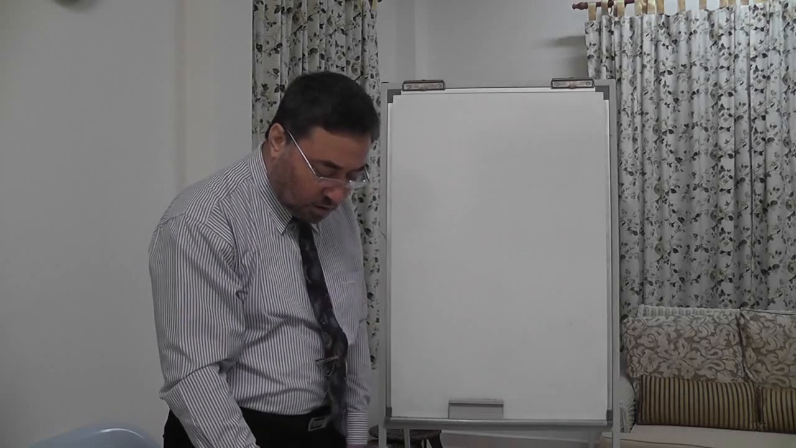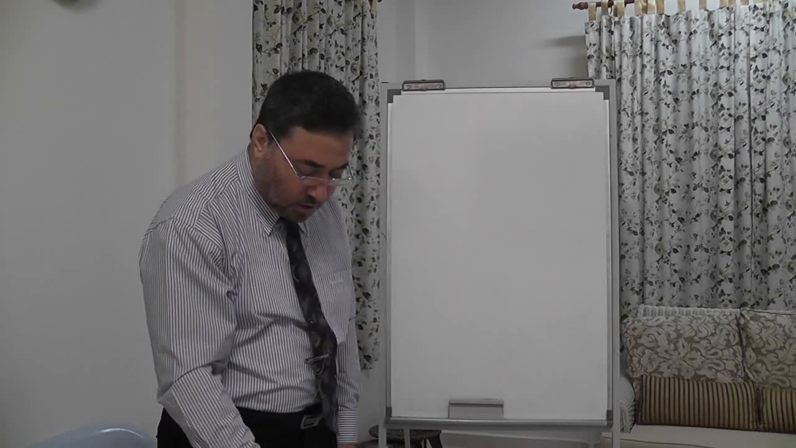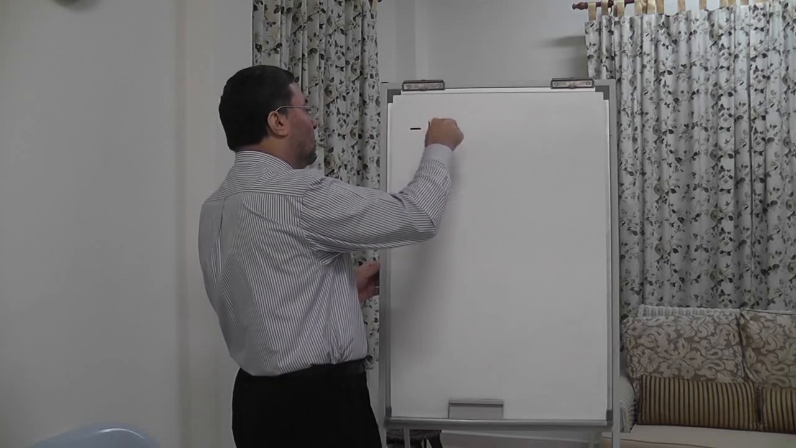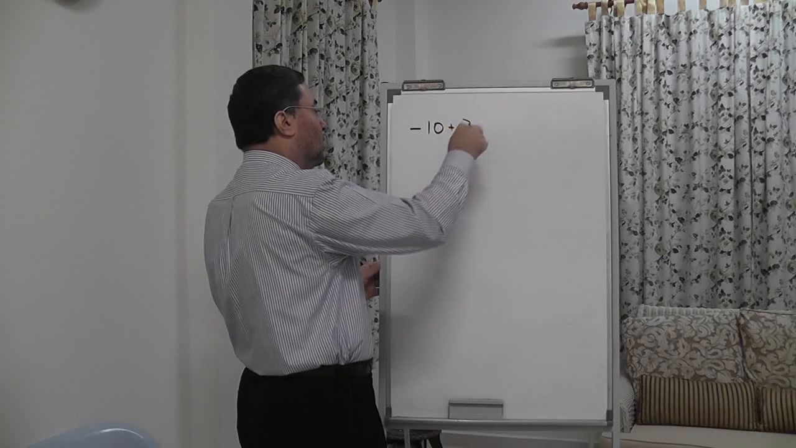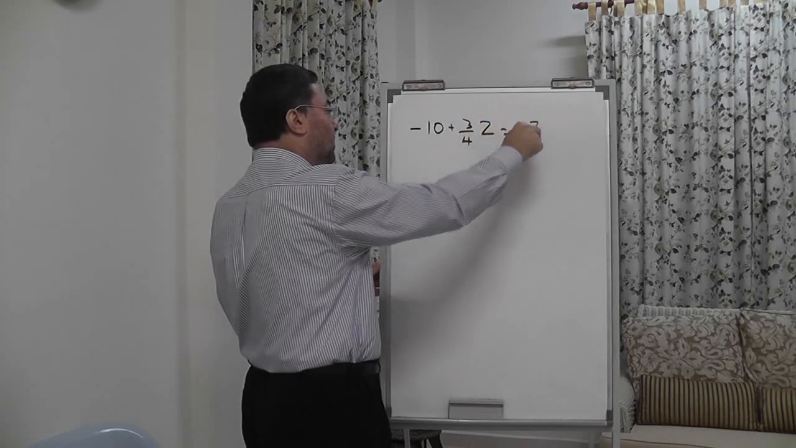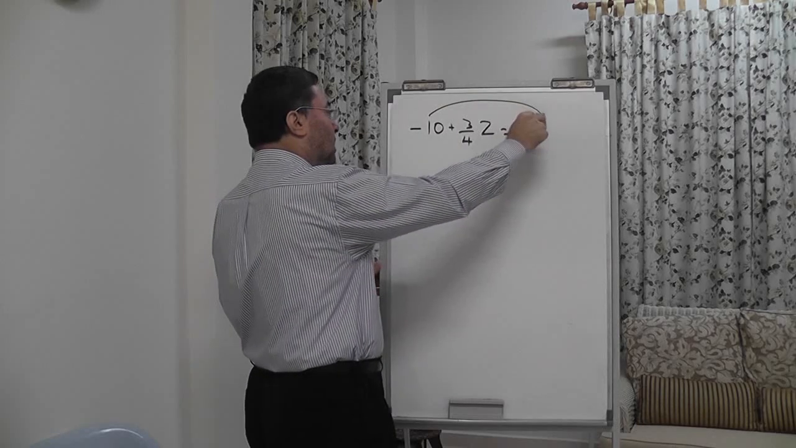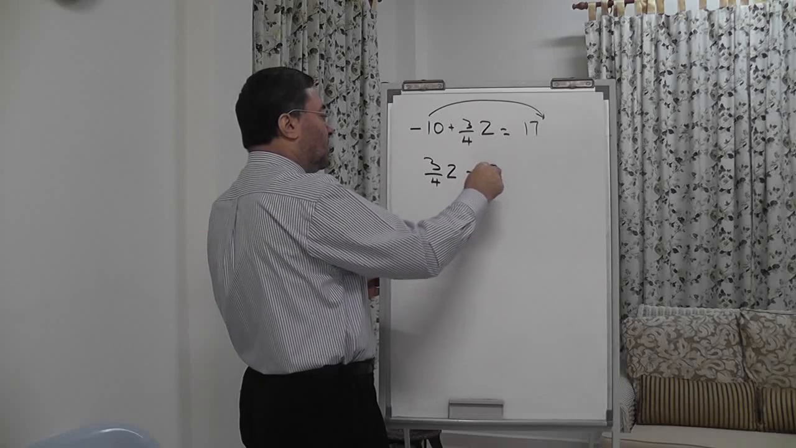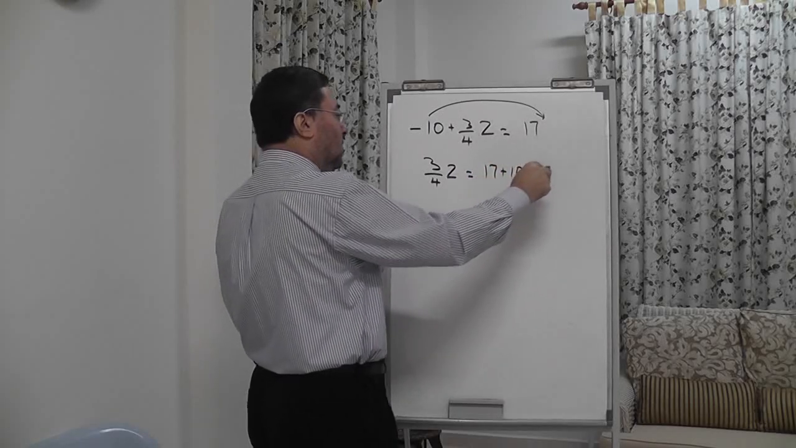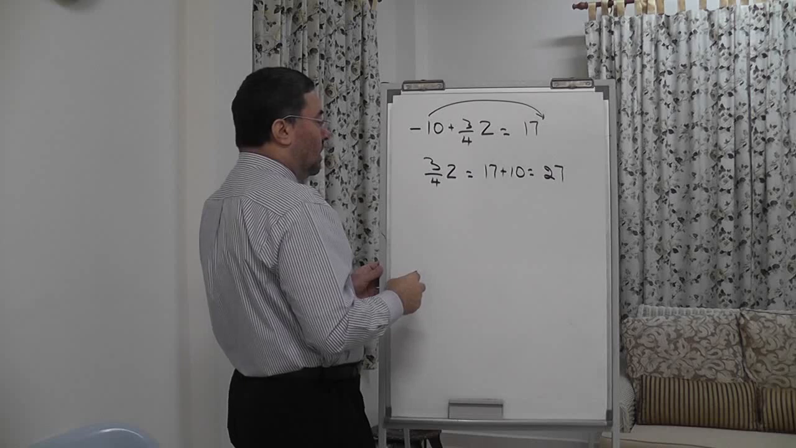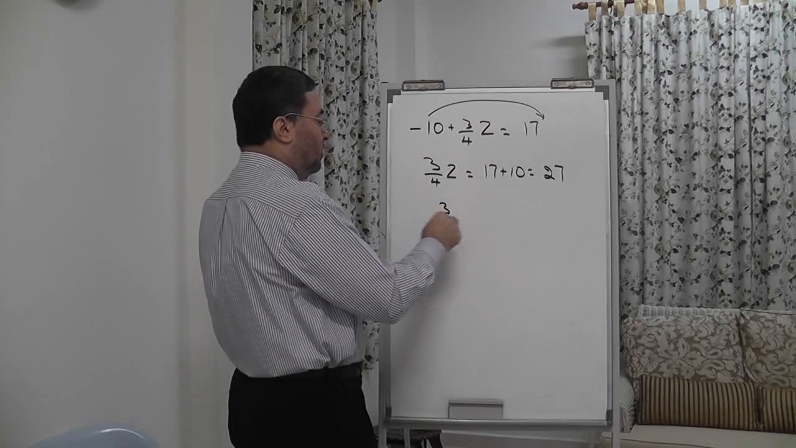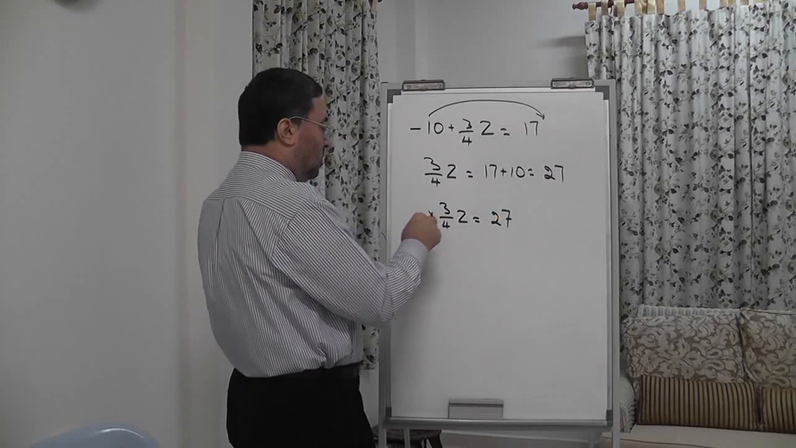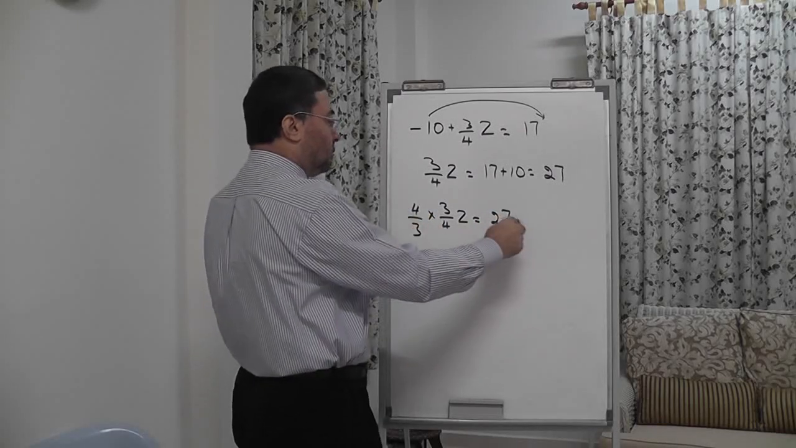Again, number 24, 17 equals minus 10 plus 3 over 4z. We can rewrite it as minus 10 plus 3 over 4z is equal to 17. We move this to the other side, it becomes positive. 3 over 4z is equal to 17 plus 10, and that's equal to 27. Now, basically we have 3 over 4 z is equal to 27. We multiply both sides by 4 over 3.